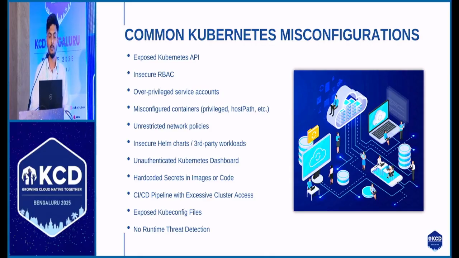Insecure role-based access, over-privileged service accounts, misconfigured containers that are privileged or run as root or have a host path, unrestricted network policies, insecure Helm charts, and hard-coded secrets in images or code. Also, in Kubernetes, secrets are just encoded, so you can basically decode the secrets that have been stored in Kubernetes.